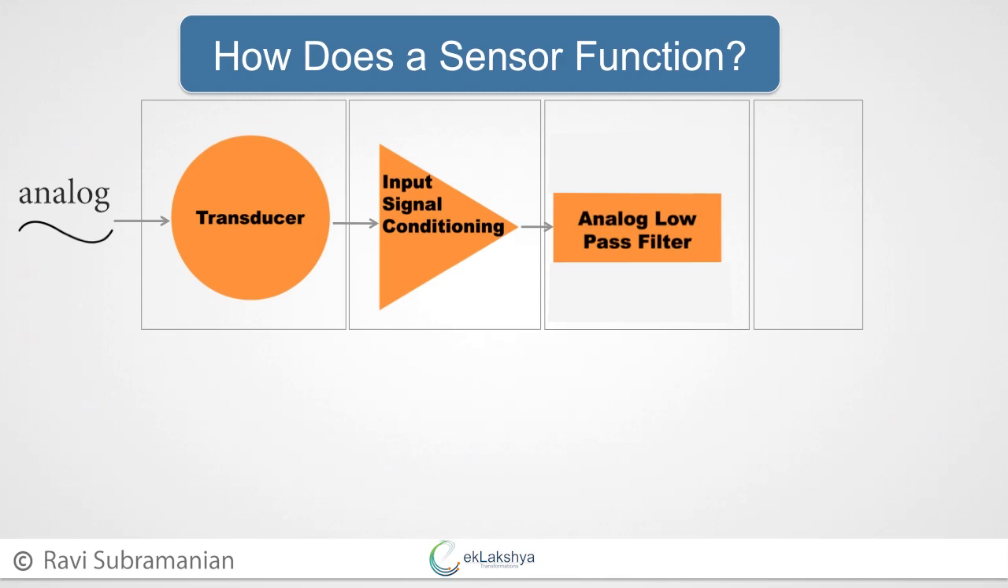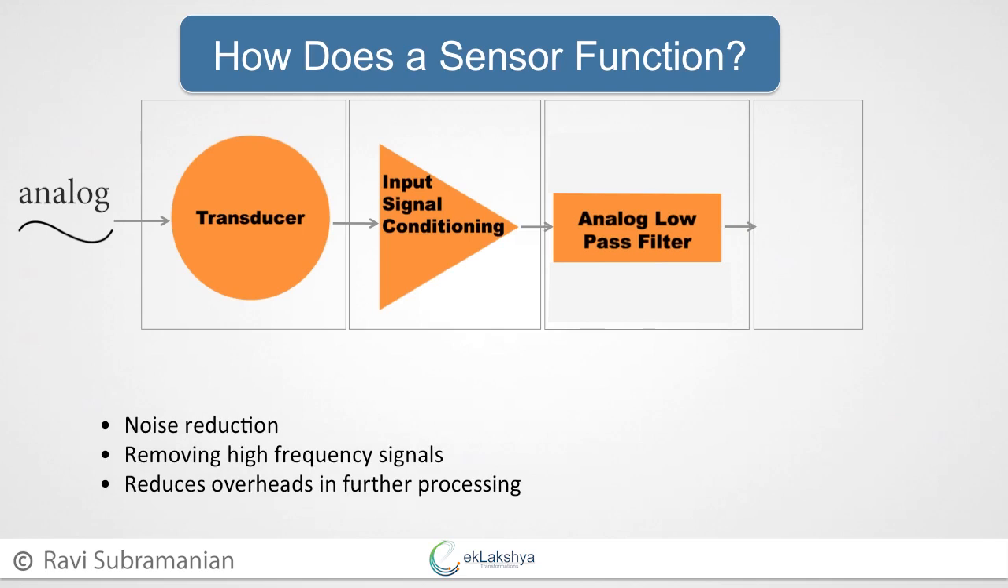Then comes the analog low pass filter. Again, as we see, there are several signals at different levels of frequencies. We need to remove the noise component of the input analog signal, and we need to remove the high frequency signals. Otherwise, if they are present, it's going to yield wrong results. So this also reduces overheads in further processing.